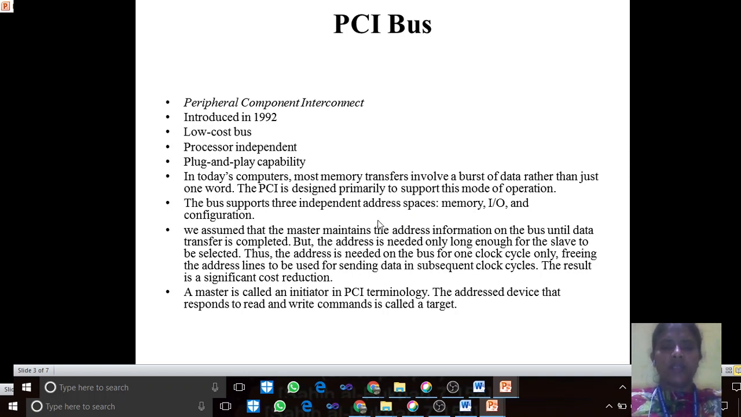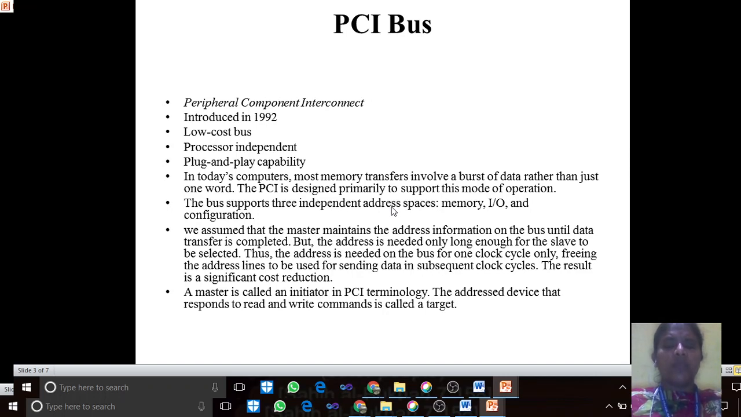In today's computers, most memory transfers involve bursts of data rather than just one word. That is called block mode or burst mode. The PCI is designed primarily to support this mode of operation. The bus supports three independent address spaces: memory, IO, and configuration. Memory address space, IO mapped address space, and the configuration address space.